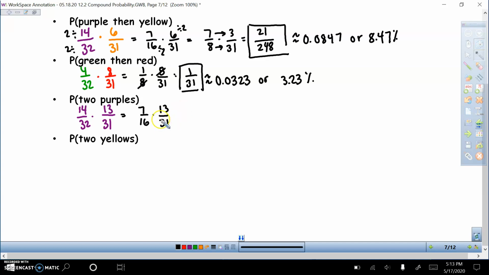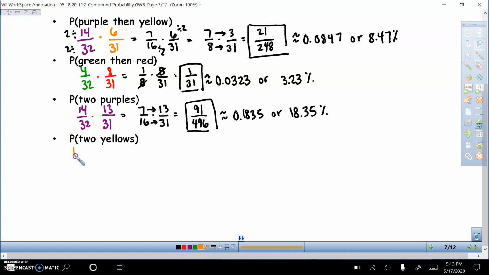This isn't going to simplify any further. 13 is prime and 7 is prime, and neither of those numbers go into 16 or 31. So we multiply straight across, and we end up with 91 out of 496, which is approximately 0.1835 or 18.35%. All right, last one, the probability of 2 yellows.